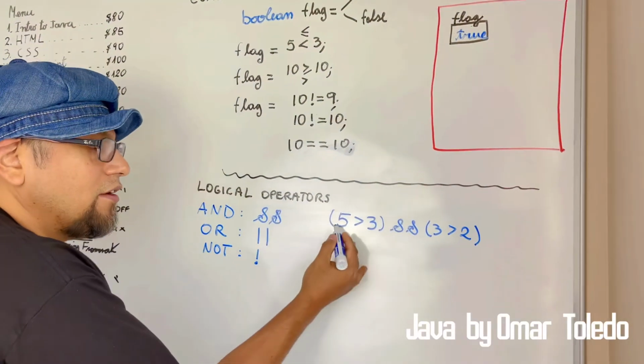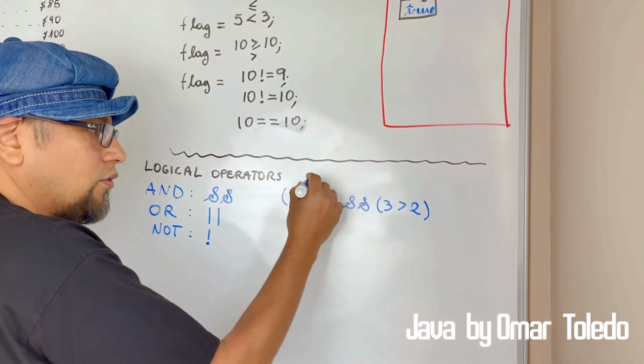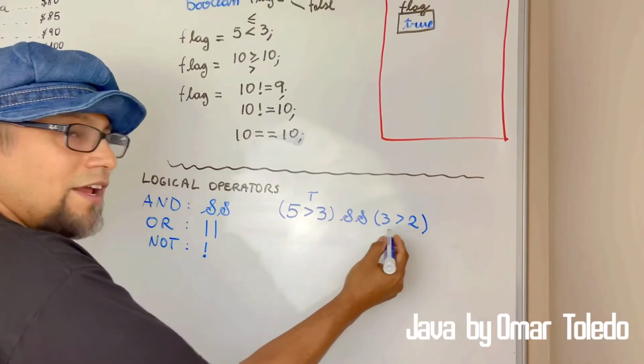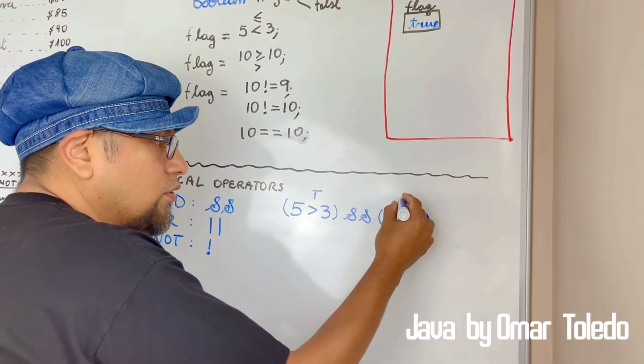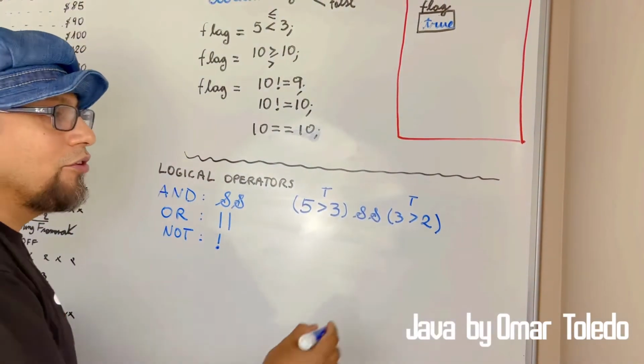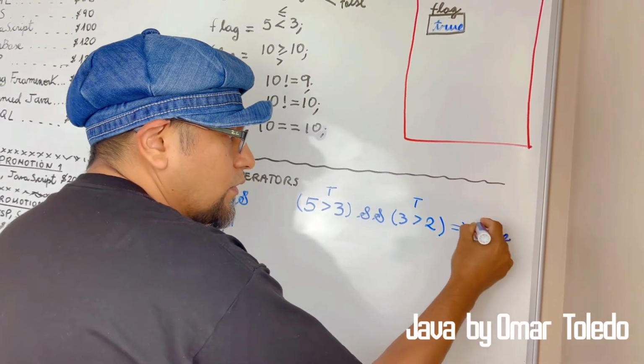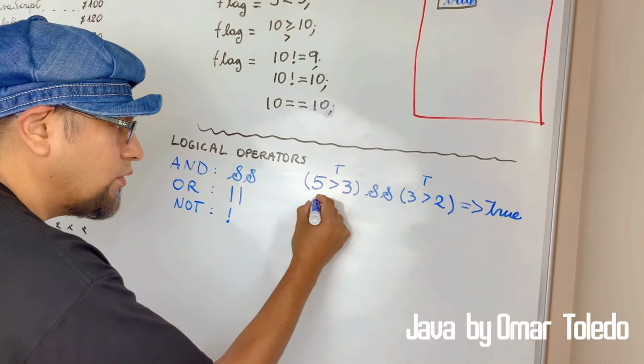For example here, 5 is greater than 3? Yes. True. 3 is greater than 2? True. True and true equals true. So the answer for that is going to be true. Okay, another example.